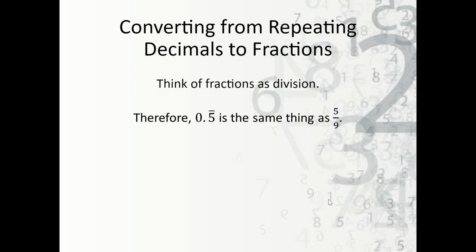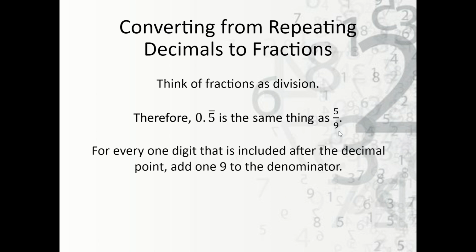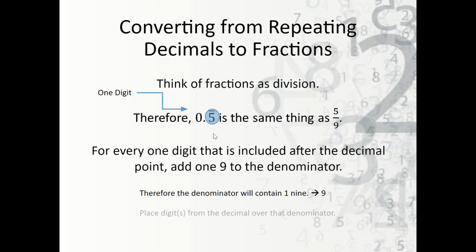Now, what happens if we have repeating decimals? Well, I'm going to tell you right now that 0.5 repeat is the same thing as 5 over 9. Now, how do we get there? For every one digit that is included after the decimal point and is repeating, we add 9 to the denominator. So in this case, there's one digit after the decimal point that is repeating, so we're going to include 9. So it would be 5 over 9.